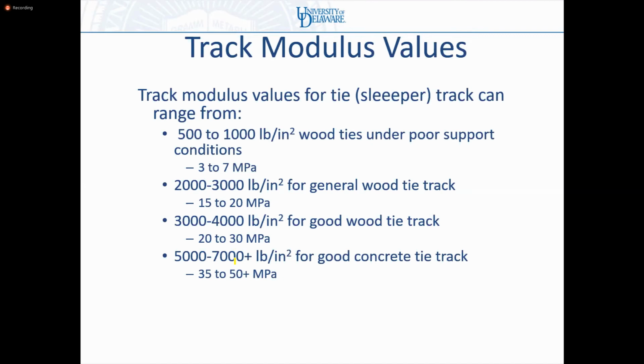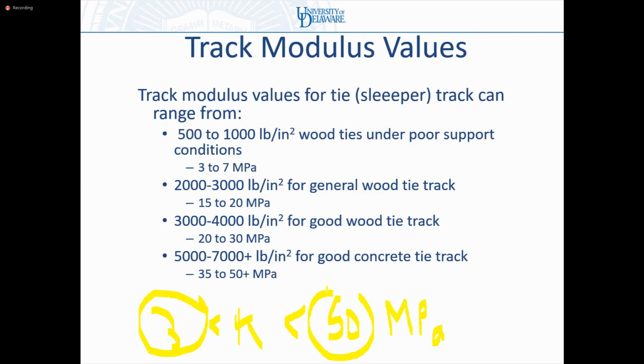So in general, the K value is going to be roughly between 3 and 50 megapascals, with very poor track or very soft track being at the lower ends, and very stiff track or very good track being in the top end.